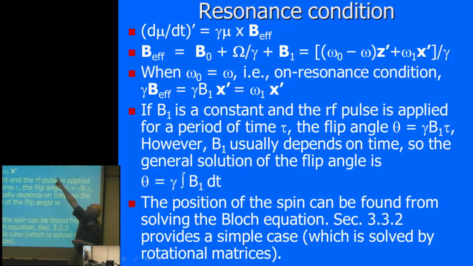We have omega naught, my famous Larmor frequency, gamma times B naught. B naught is the static field that does not change. And so I have omega naught minus omega, and then it's along the Z prime direction. Again, Z prime in this case is in fact Z, but we write Z prime just to say that we are in the rotating frame. And then plus omega 1 X prime.